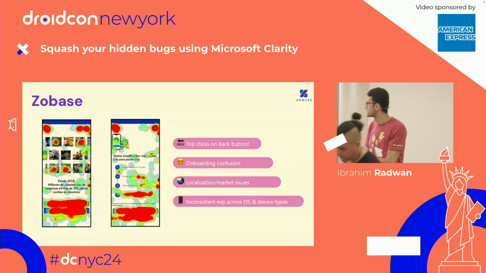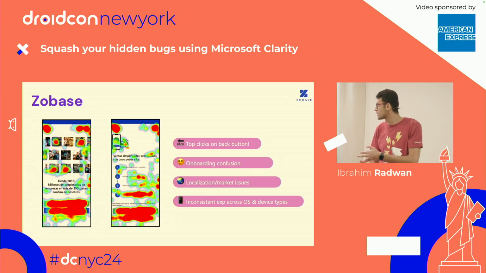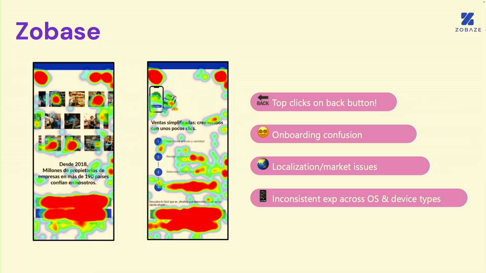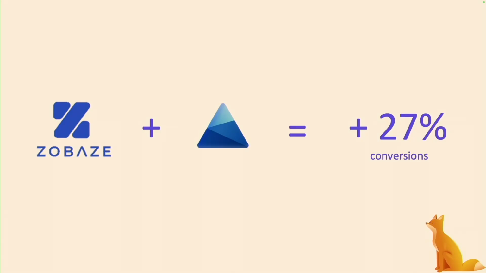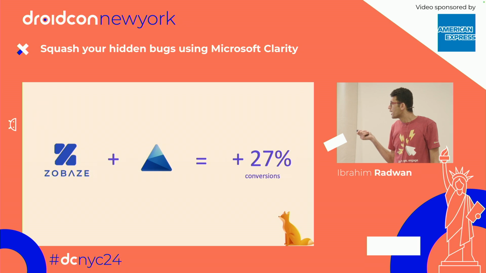They also noticed some localization issues. They also found out that they have an inconsistent experience across different OS versions, different device form factors like tablets versus phones, and so on. And once they resolved all of these issues, they managed to achieve a 27% increase in their conversion rate, which helped them achieve a much greater success after integrating Clarity.